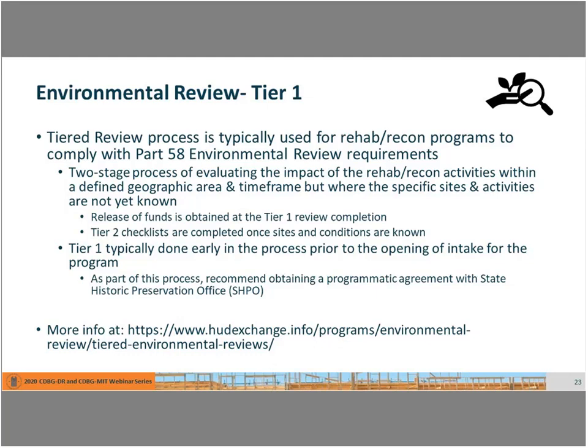There's some great information on tiering. And what we see in rehab and reconstruction programs most commonly is a tiered environmental review process. And what that tiering means is exactly what it sounds like, which is there's a phased or two-step process by which the environmental review requirements of Part 58 and NEPA are complied with. And the reason that tiering is particularly appropriate for a rehab reconstruction program is because you don't know what those particular sites, those unit addresses are, until the applicants come in and go through your intake process and are qualified and determined eligible and made an award.